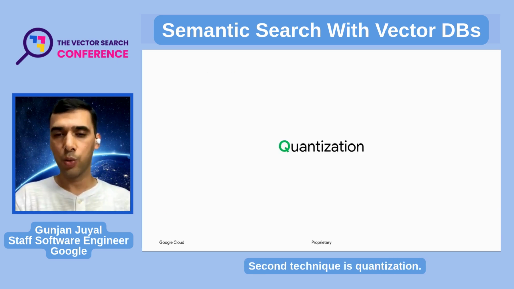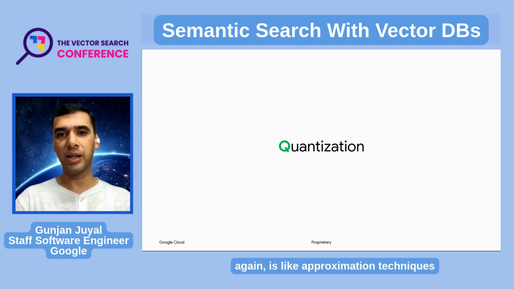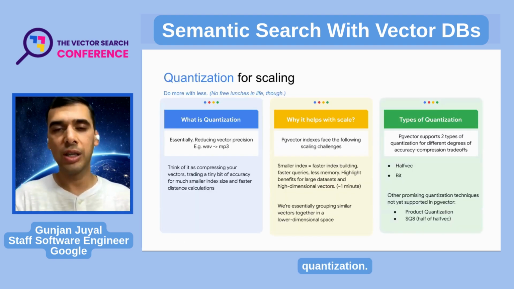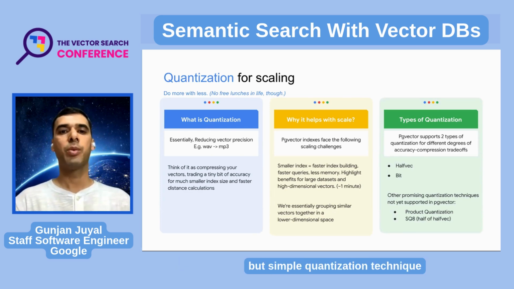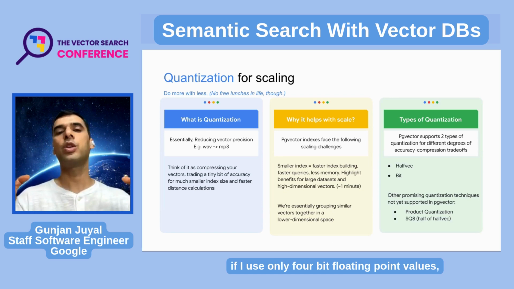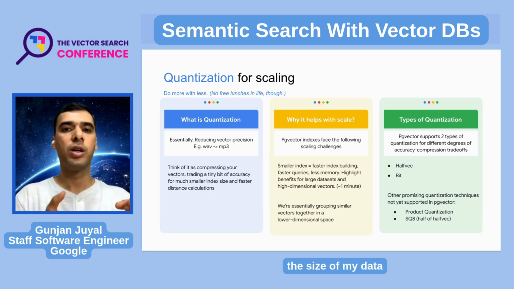Second technique is quantization. Quantization, roughly speaking, again, is like an approximation technique. There are different kinds of quantization. Some of them are pretty advanced, like product quantization. But a simple quantization technique is that instead of using 8-bit floating point values, if I use only 4-bit floating point values, I've immediately reduced the size of my data to half.